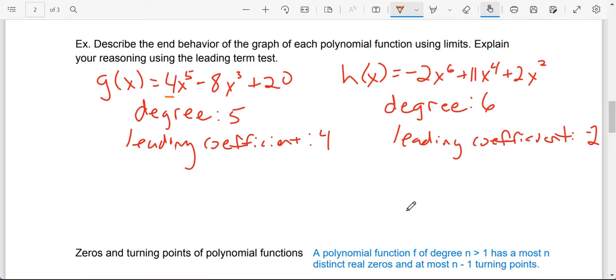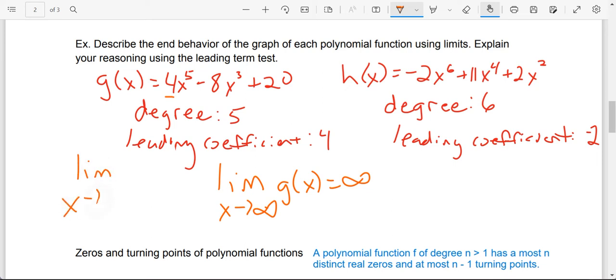That's a positive number. So I can say that when x goes to positive infinity, in this case of g of x, it'll be approaching infinity. And when x is going towards negative infinity, it'll be going to negative infinity as well, because it's odd and it is positive.